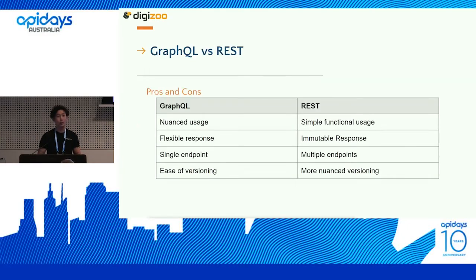So just to give a very quick summary between GraphQL and REST: GraphQL is a bit nuanced, and that's the issue. But because of that, it allows you more leverage. It has a flexible response of what fields you want. It's all under a single endpoint, which is quite useful because in a typical REST implementation, you might have multiple endpoints, and that can become quite unmanageable if it's not done properly. And as I've covered before, ease of versioning does help a lot as well.